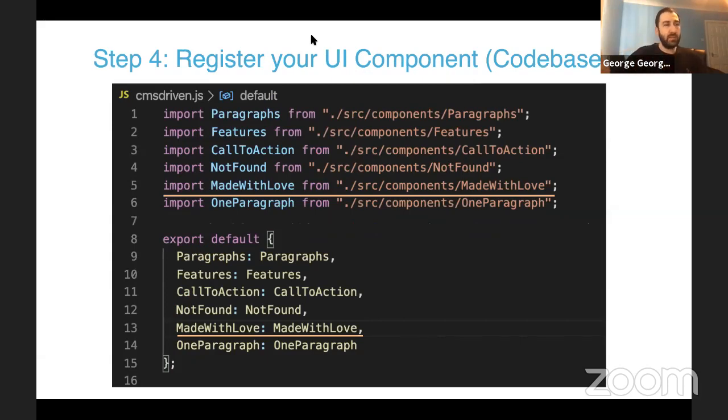After you create the React component, you just have to register it in a file called cms-driven.js. So you just import it and then export it in the module. So you make it available for the CMS to use.